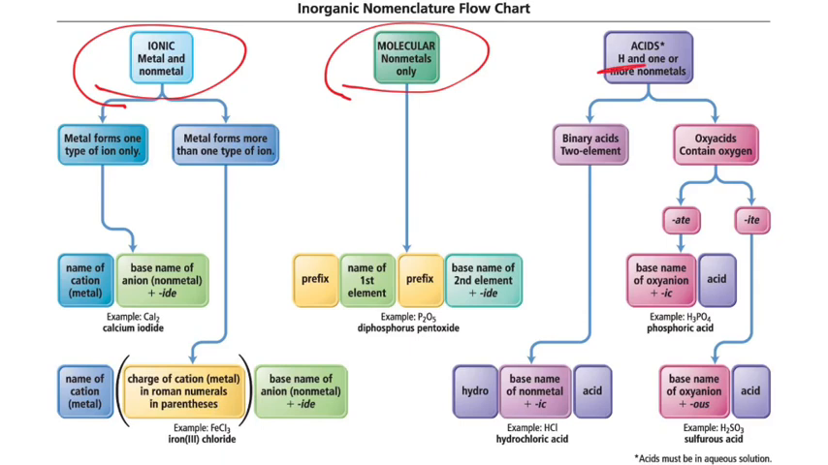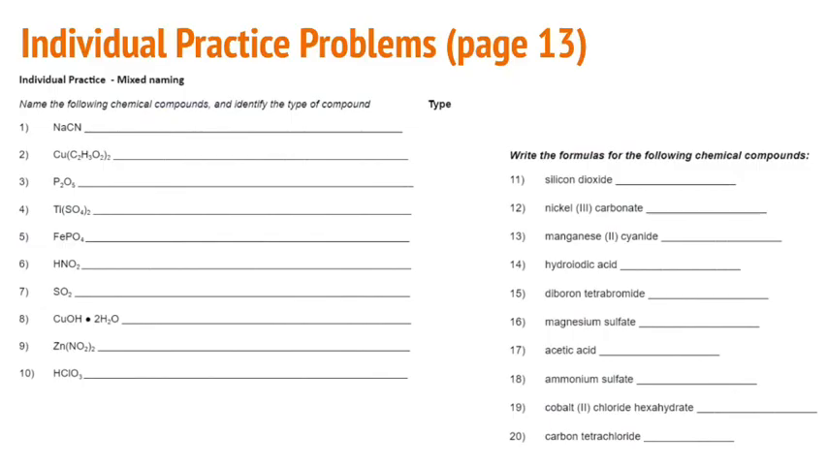Keep in mind acids might look like they're molecular, might look like it's nonmetals only, but acids always start with H in their formula, and their names have the word acid in them, so that's pretty straightforward. Once you know what type of compound you've got, then you can go through the flowchart, kind of ask yourself these questions, and hopefully use it to help you get to your answers.